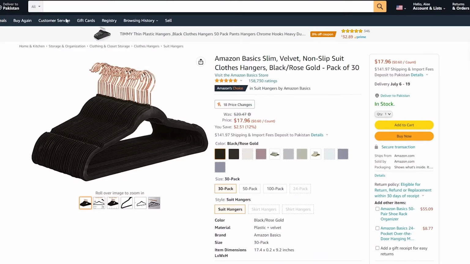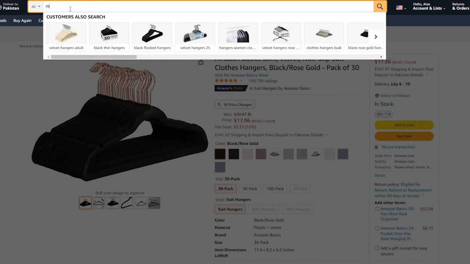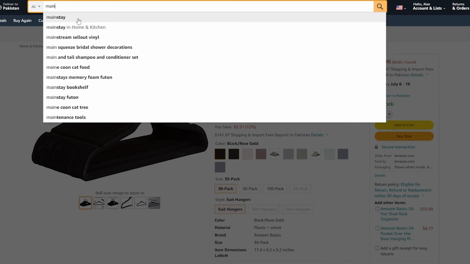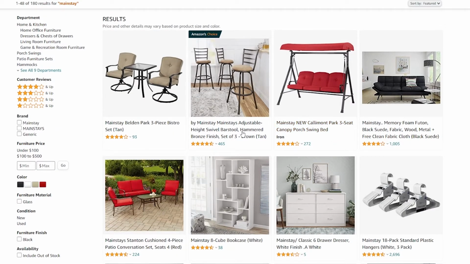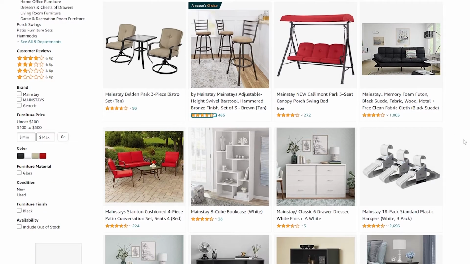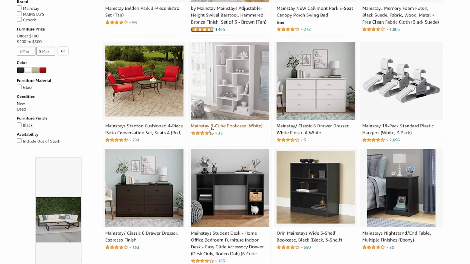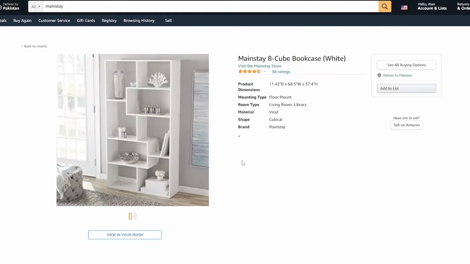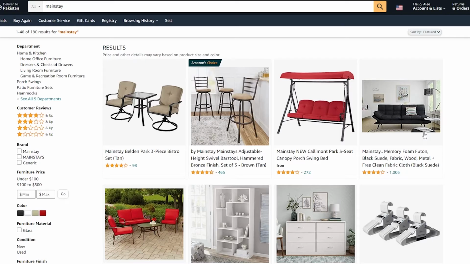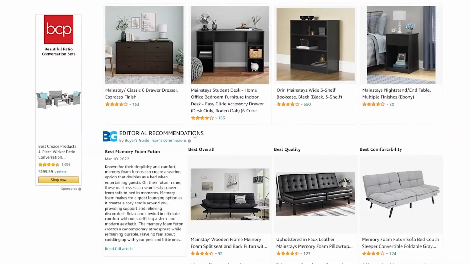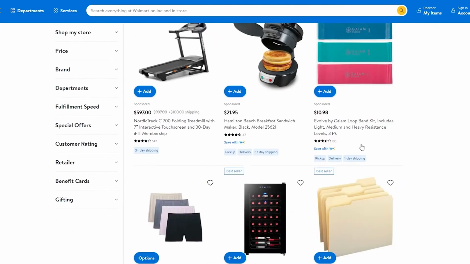So if we come over here onto Amazon and we just simply search for Mainstays right here, we can find different products over here. So as you can see, we have different products. We can see how much they're sold, their ratings, and all of that, and we can probably sell them as well. So as you can see, Mainstays 8 cube bookcase, that's white. I don't see any products for this one, but I think it's because it's out right now. But I don't know why I can't see the prices on these.